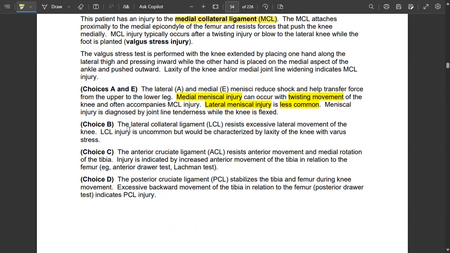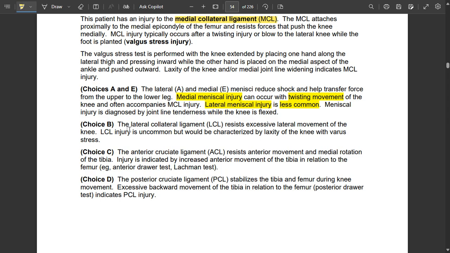The lateral and medial menisci reduce shock and help transfer force from the upper to the lower leg. Medial meniscal injury occurs with a twisting movement of the knee and often accompanies MCL injury. Lateral meniscal injury is less common, but medial meniscal injury is more common because of the twisting force in the knee. Meniscal injury is diagnosed by joint line tenderness when the knee is flexed.